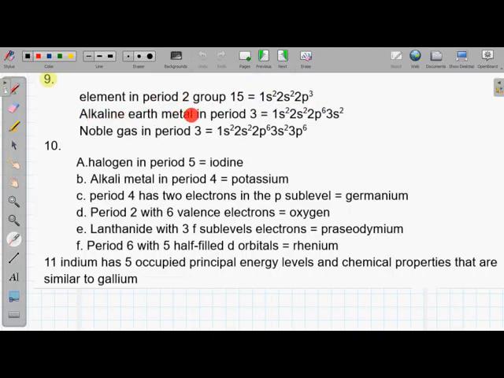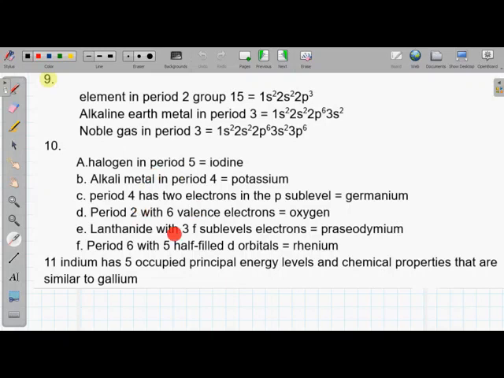Element alkaline earth metal, so that means it's in group 2 in period 3, would have this configuration. Noble gas in period 3 would have this configuration. Right? These are the kinds of questions that I might ask you, and that way I can tell whether or not you know alkaline earth metal is group 2, noble gases are group 18, and so forth.